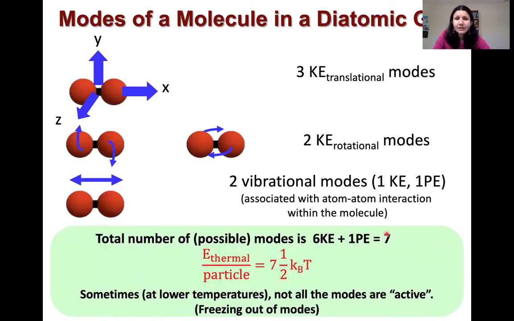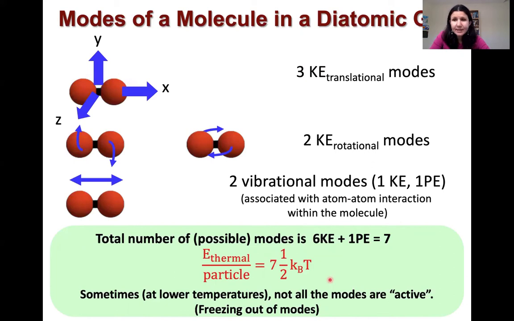So for our diatomic gas, going back to our rain gauge analogy, each row now has 7 buckets. So the thermal energy for each particle will be 7 times 1/2 kBT.